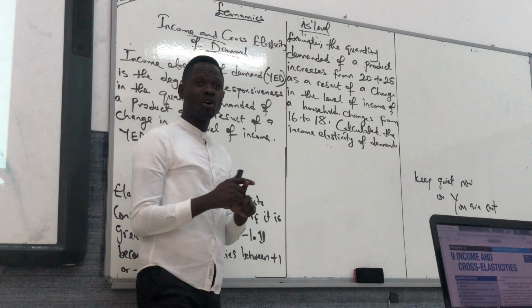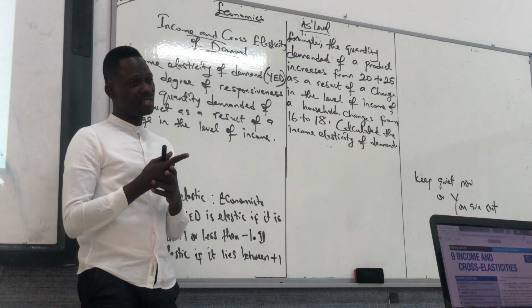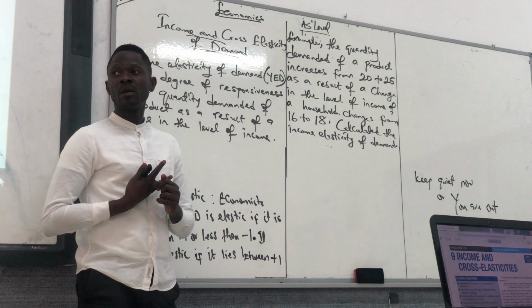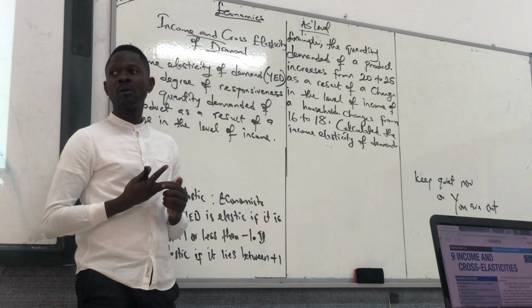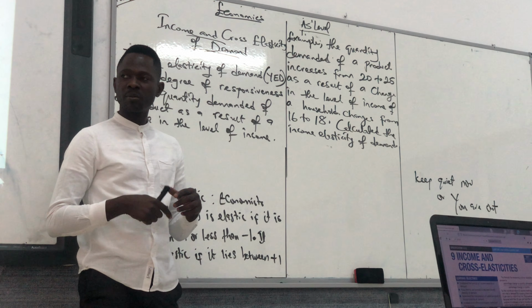This topic is income elasticity of demand. The question says that as a result of a change in the level of income of the household, the quantity demanded changes from 16 to 18. What changes to 16? I will explain.